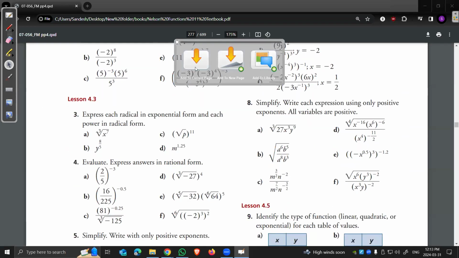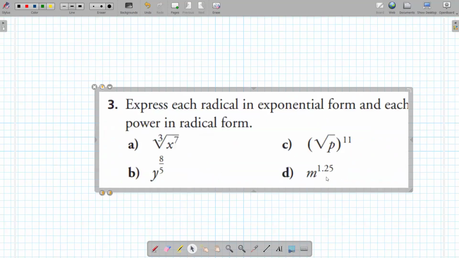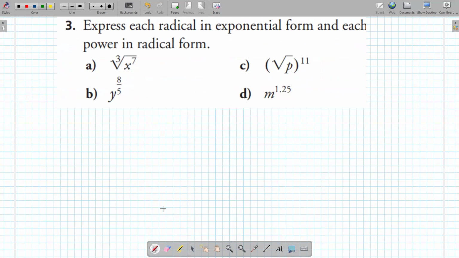This one says, express the radical in exponential form, and vice versa. So let's look at this one. Cube root of x^7. How would you write this in exponential form? Exponential means we can't have any roots. X to the power of 7 over 3. Yeah. Okay, what about B? You want to write this as a radical now. The 5th root of y to the power of 8. That's it. What about C?